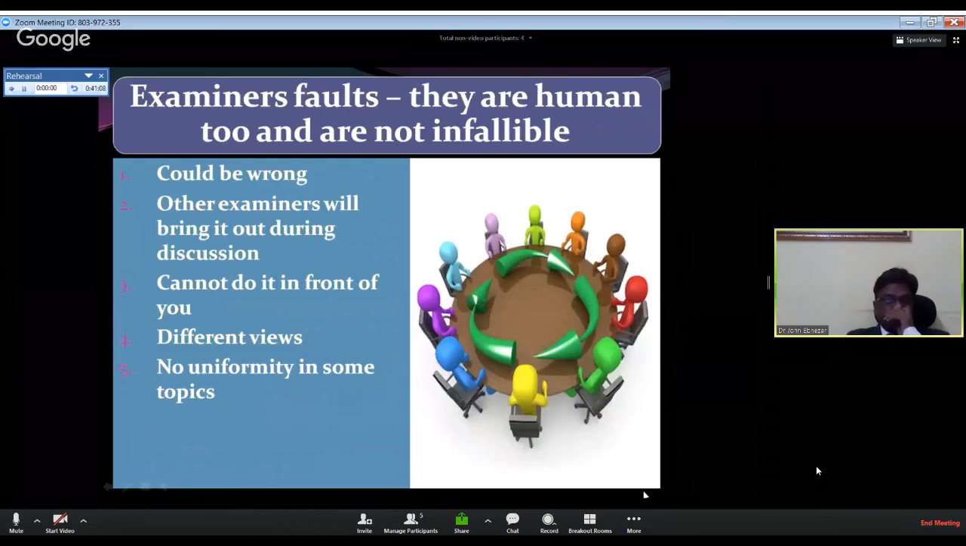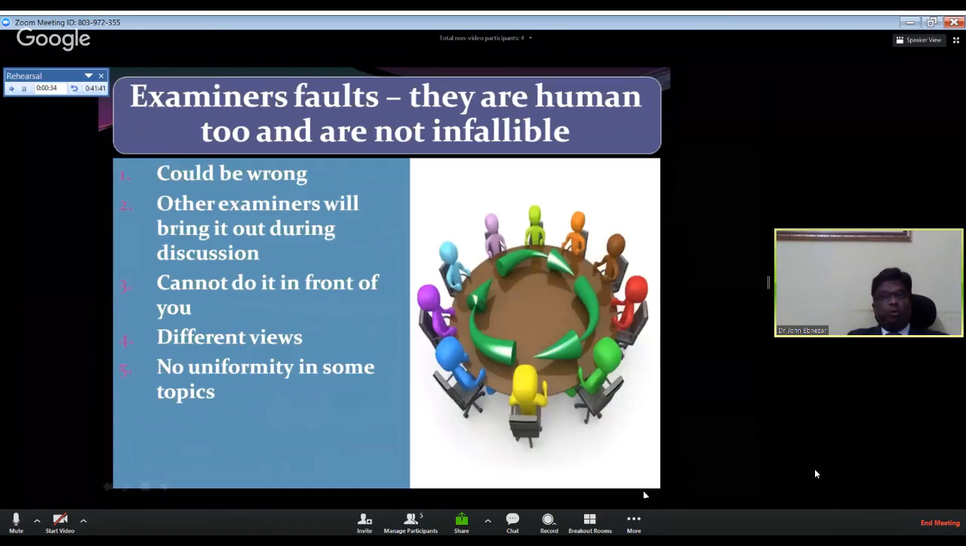Examiners also could be wrong. See, they are human too. They are not infallible. They could be wrong. Other examiners will bring it out during discussion. At the end of the examination session, there will be a roundtable discussion happening behind closed doors. At that time, they will analyze all the performance of the student. The other examiners will bring to the notice of this examiner that look here, you have given wrong marks, or you have unnecessarily harassed that particular student. He is a very good student, he knows everything.